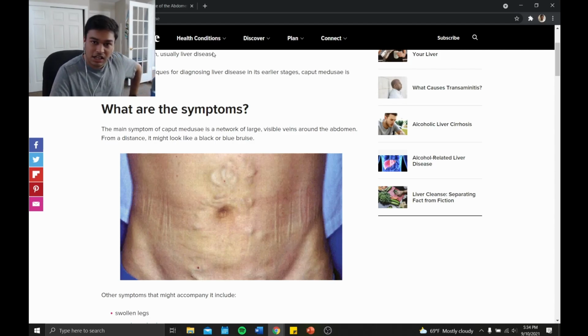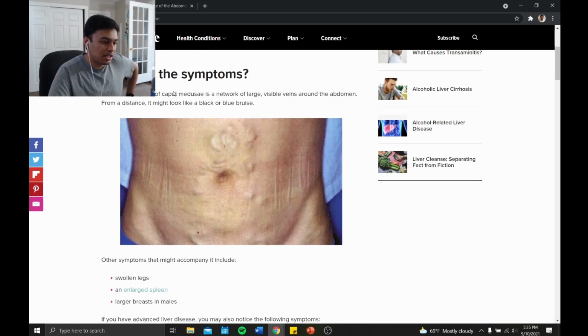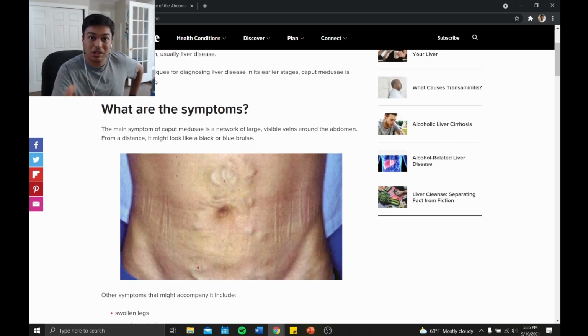This is from healthline.com, so I'll put a link below. I'll put all my sources below in case you want to explore it a little further. This website outlines what Caput Medusae is in terms of managing it, diagnosing it and treating it. But today I just want to go over the anatomy of it.